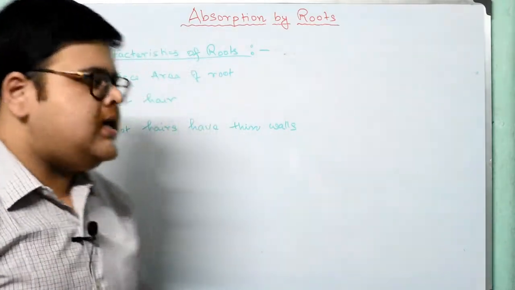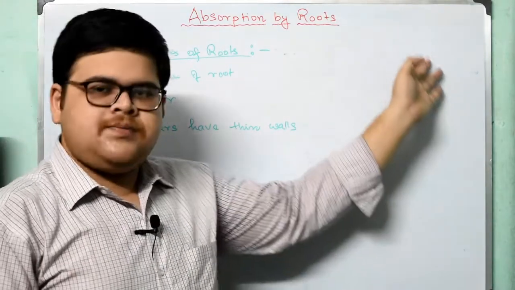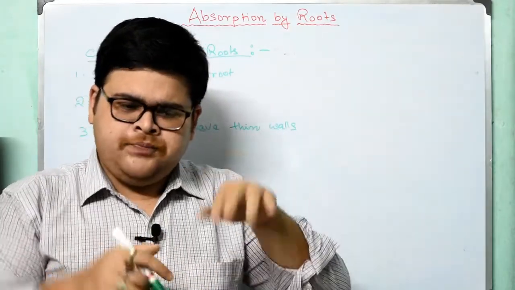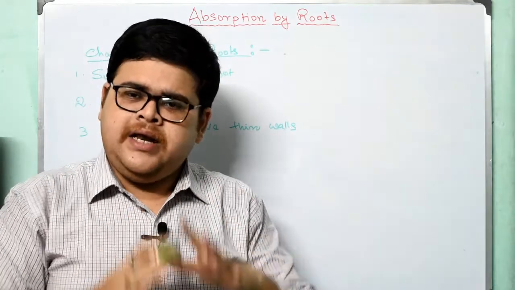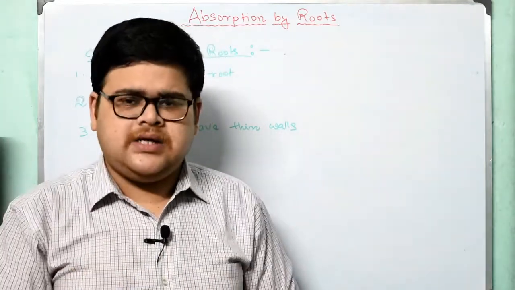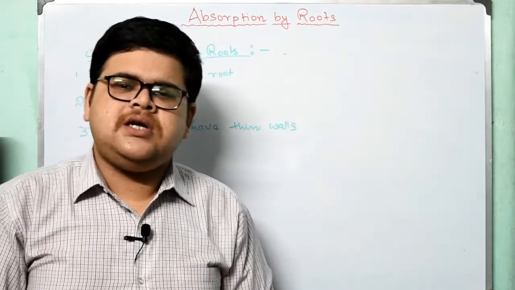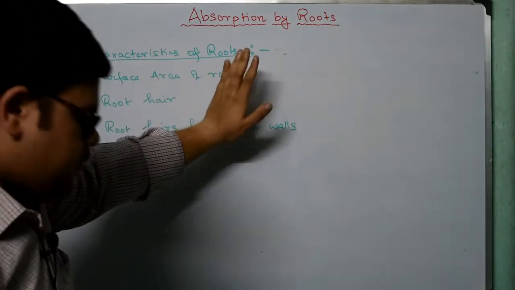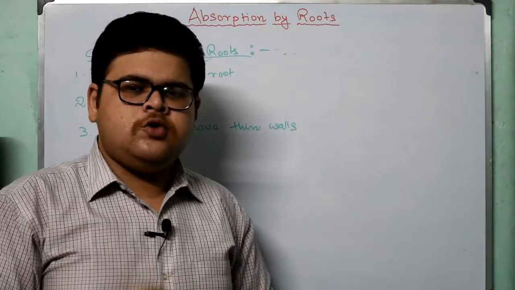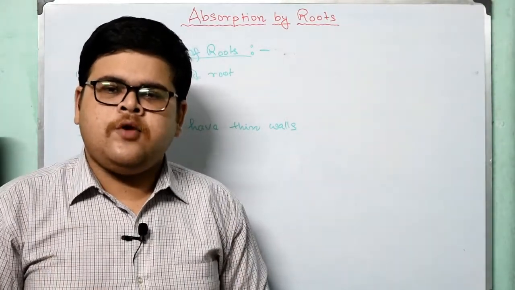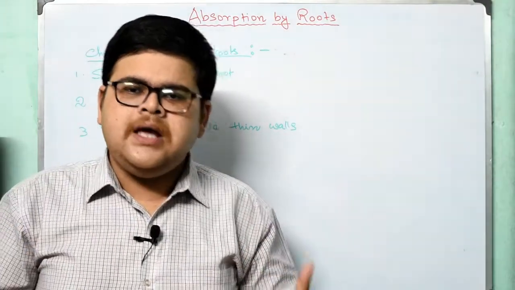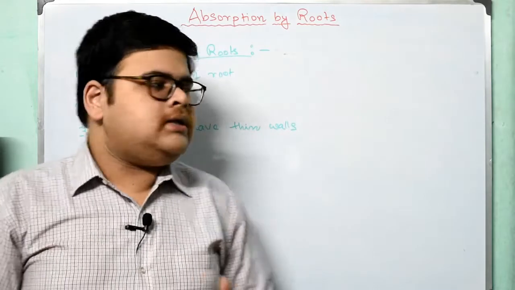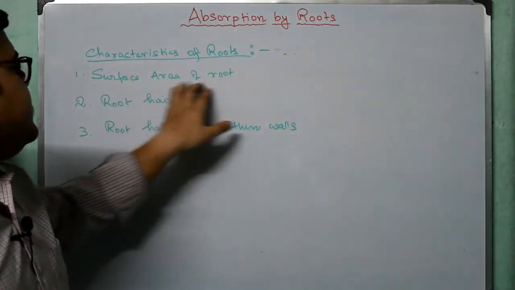Now, if we see a plant on the upper part, it may be only this small, but the roots underground in the soil are very high in surface area, though they generally stay in a coiled formation. This increases the surface area of the root, which is enormous in nature. The more the surface area, the more the absorption of materials, nutrients and water. So this plays a very important and vital role.